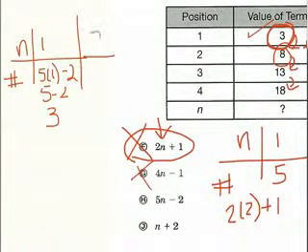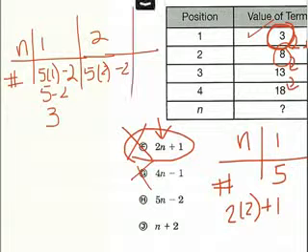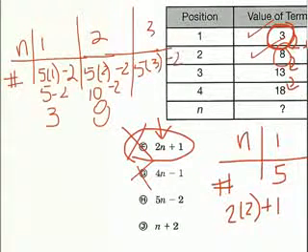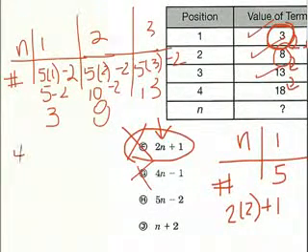Let's try the next one. Okay, 5 times 2 minus 2. Let's see if it works. That would be 10 minus 2, which is 8. Oh, looks like it's working. Okay, let's try 3. 5 times 3 minus 2. That's going to give me 15 minus 2. That's 13. Looks like it's working. Let's do the last one. 4.